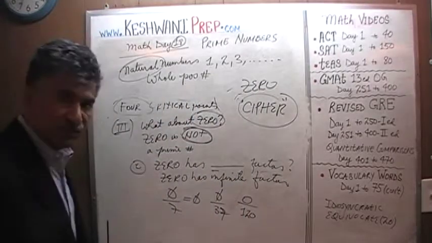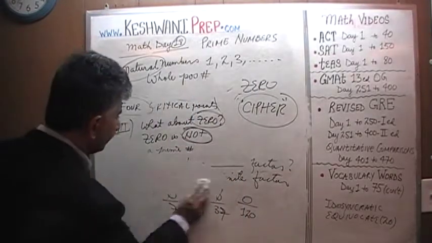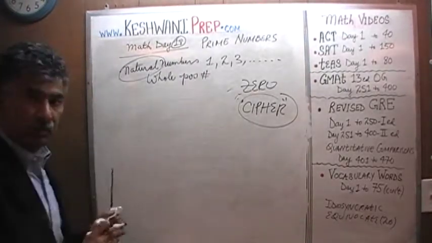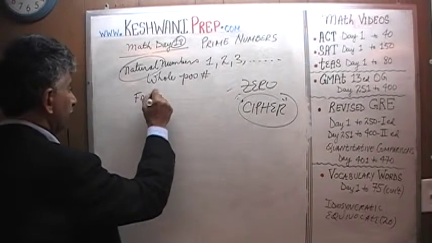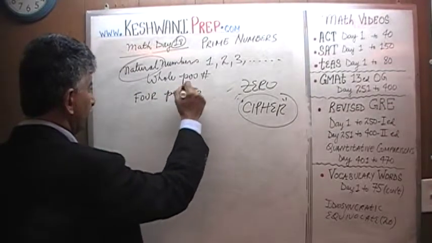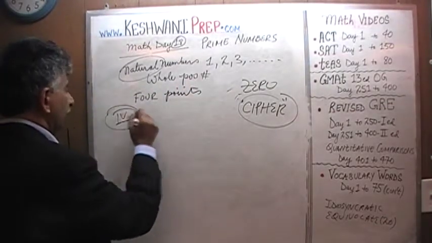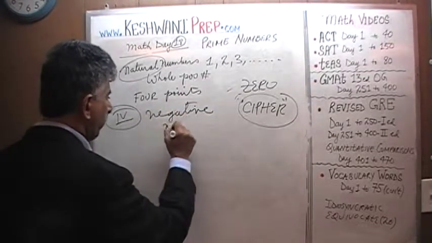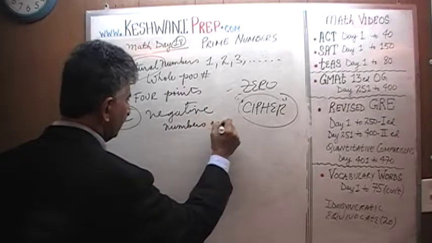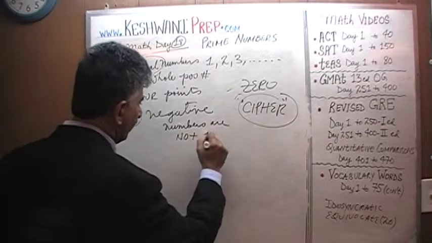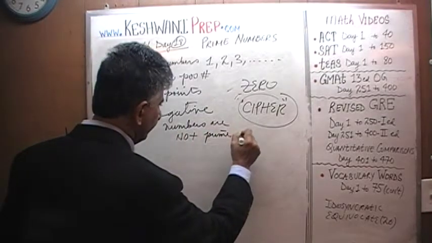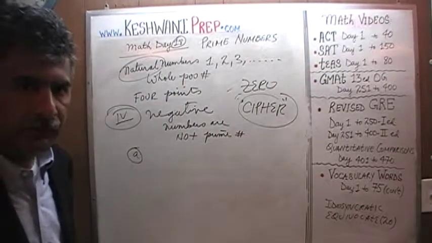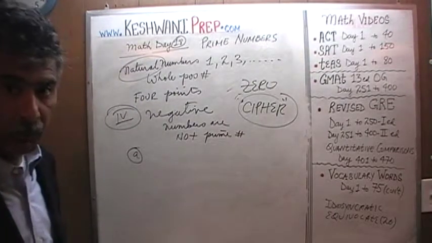Finally, last point before I wrap up the video. Remember, we talked about 4 critical points, and today this is our last point here. Negative numbers are not prime numbers, for 2 reasons. What are the 2 reasons why negative numbers are not considered prime numbers? Well, one reason, we already talked about it.